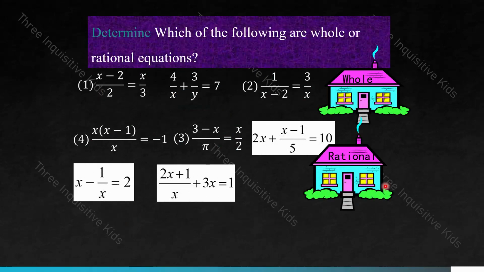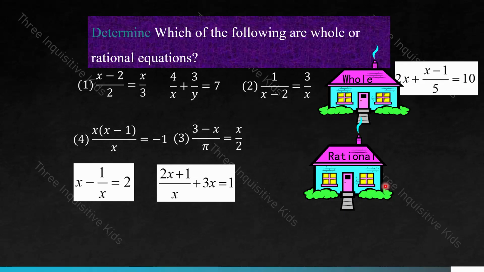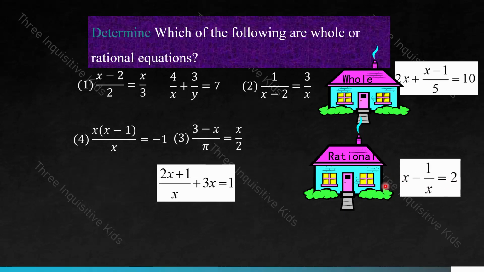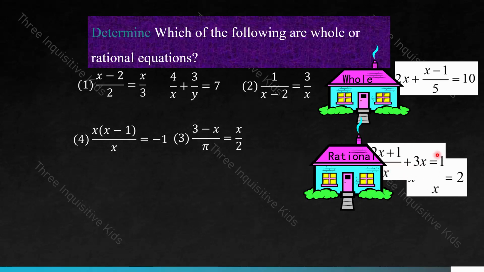So determine which of the following are whole or rational equations. Now pause the video and I want you to categorize them. Well, 2x plus (x minus 1) over 5 is equal to 10 would be a whole expression since it does not have a variable in the denominator. This would be a rational equation because it does have a variable in the denominator. This would also be a rational equation for the same reason.